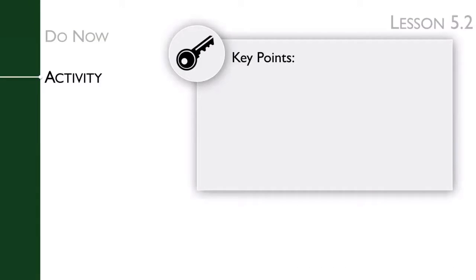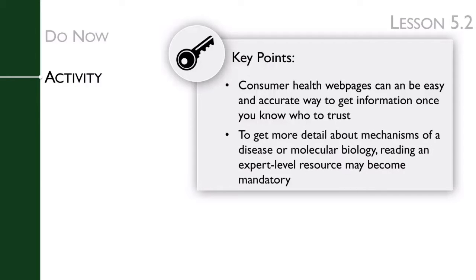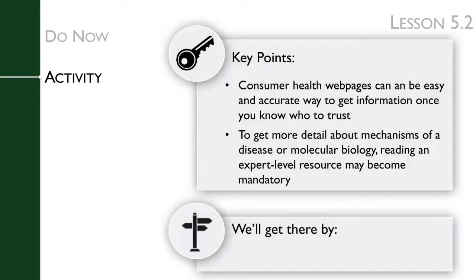The key points of this lesson's activity are that consumer health web pages can be an easy and accurate way to get information once you know who to trust. And to get more detailed information about mechanisms of a disease or molecular biology, reading an expert-level resource may become mandatory. We'll get there by having students work through the activity worksheet on their own, then reporting back to the class.